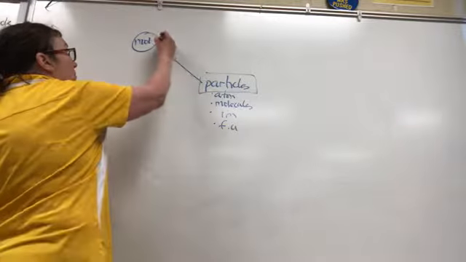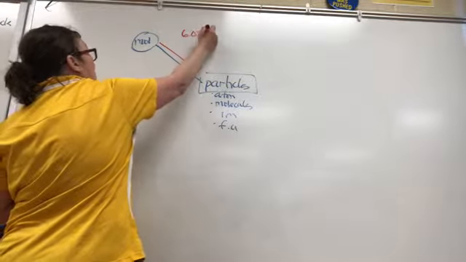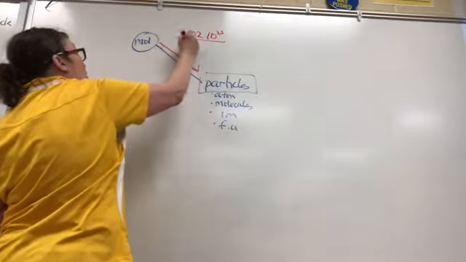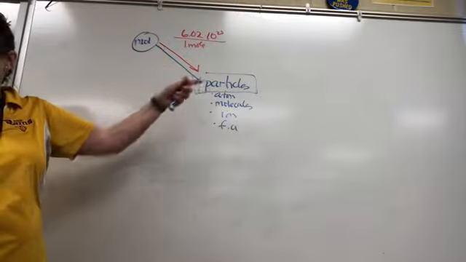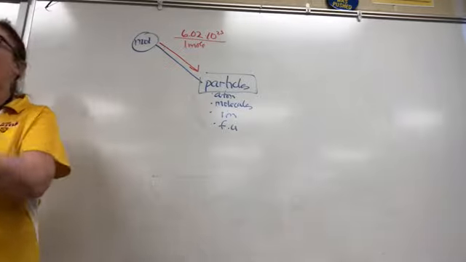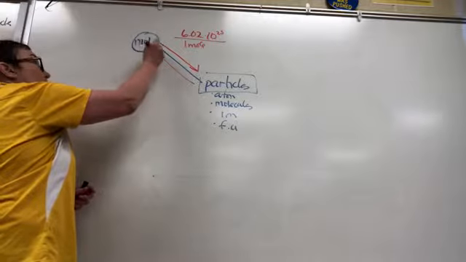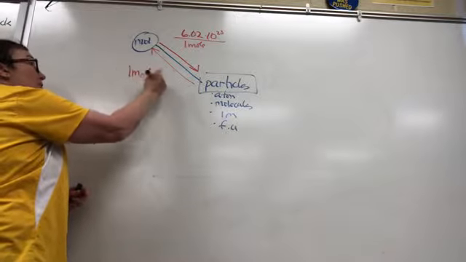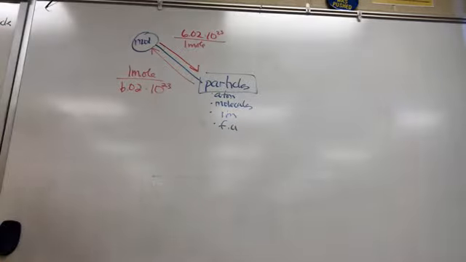So if we're going from mole down to particle count, particles, it's 6.02 times 10 to the 23rd over 1 mole. Wherever you're heading to goes on top. Whichever direction you're heading to, that's what goes on top. So if I'm going from particles to moles, 1 mole goes on top, and then 6.02 times 10 to the 23rd particles goes on the bottom. Does that make sense? So we know that 1 mole of anything equals 6.02 times 10 to the 23rd something.